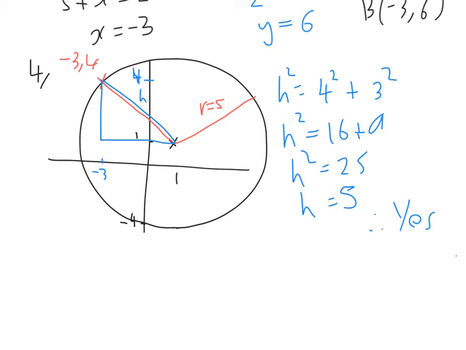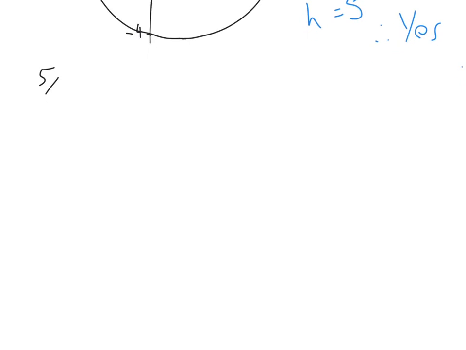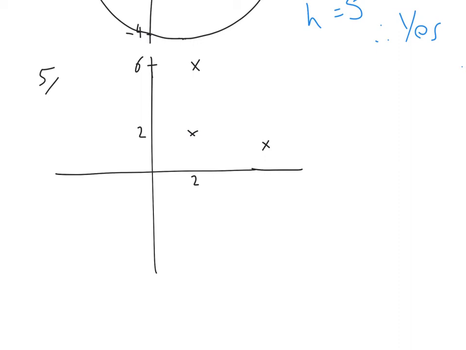Okay, question 5. A triangle has coordinates 2, 2, 2, 6 and 5, 1. Before going any further, I'm just going to sketch that out. 2, 2, 2, 6 and 5, 1. Even by sketching out, you might have an idea of what you think about the triangle already. By finding the lengths of all of the 3 sides, determine the type of triangle. Well, I can do this one pretty easily.